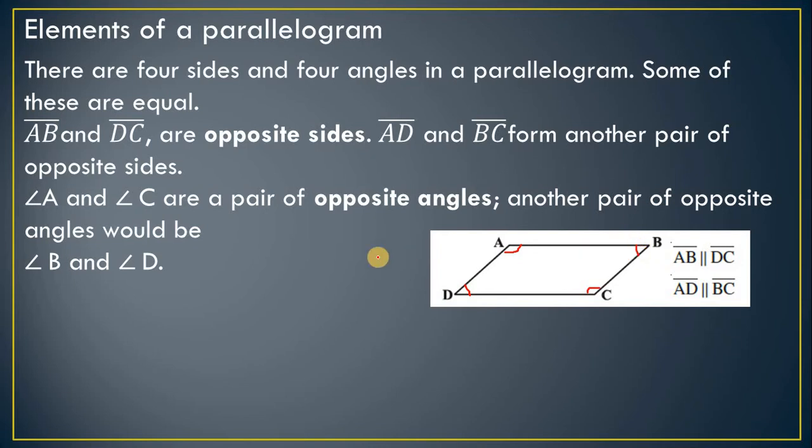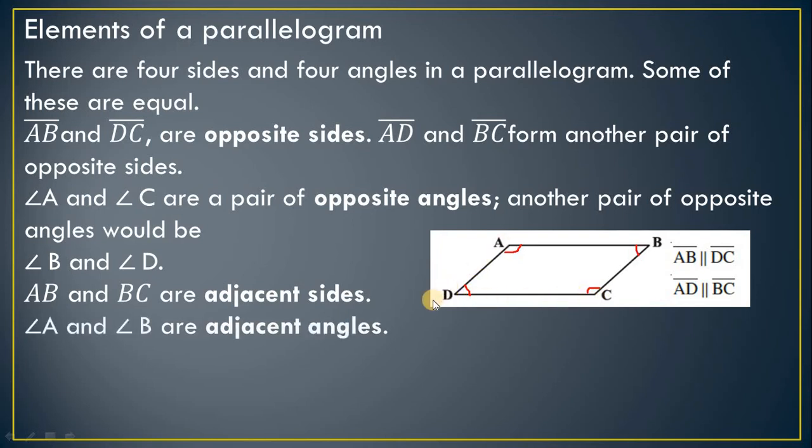Later on we will see the concept of opposite angle also. AB, BC, these are the adjacent side. AB, its adjacent side is BC. Okay. If you take the example of DC, adjacent side is BC. DC adjacent side, you can say AD also. So these are the adjacent side.